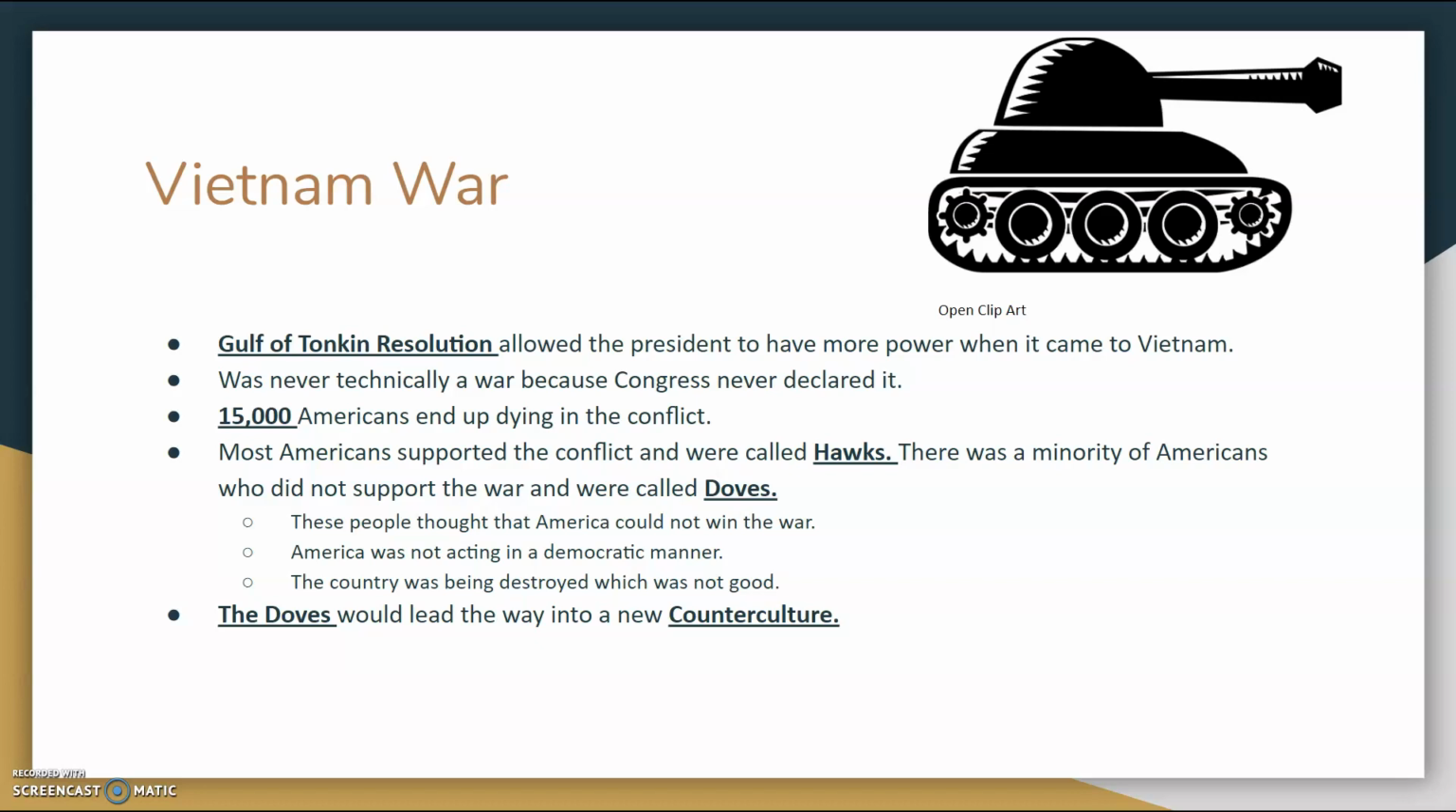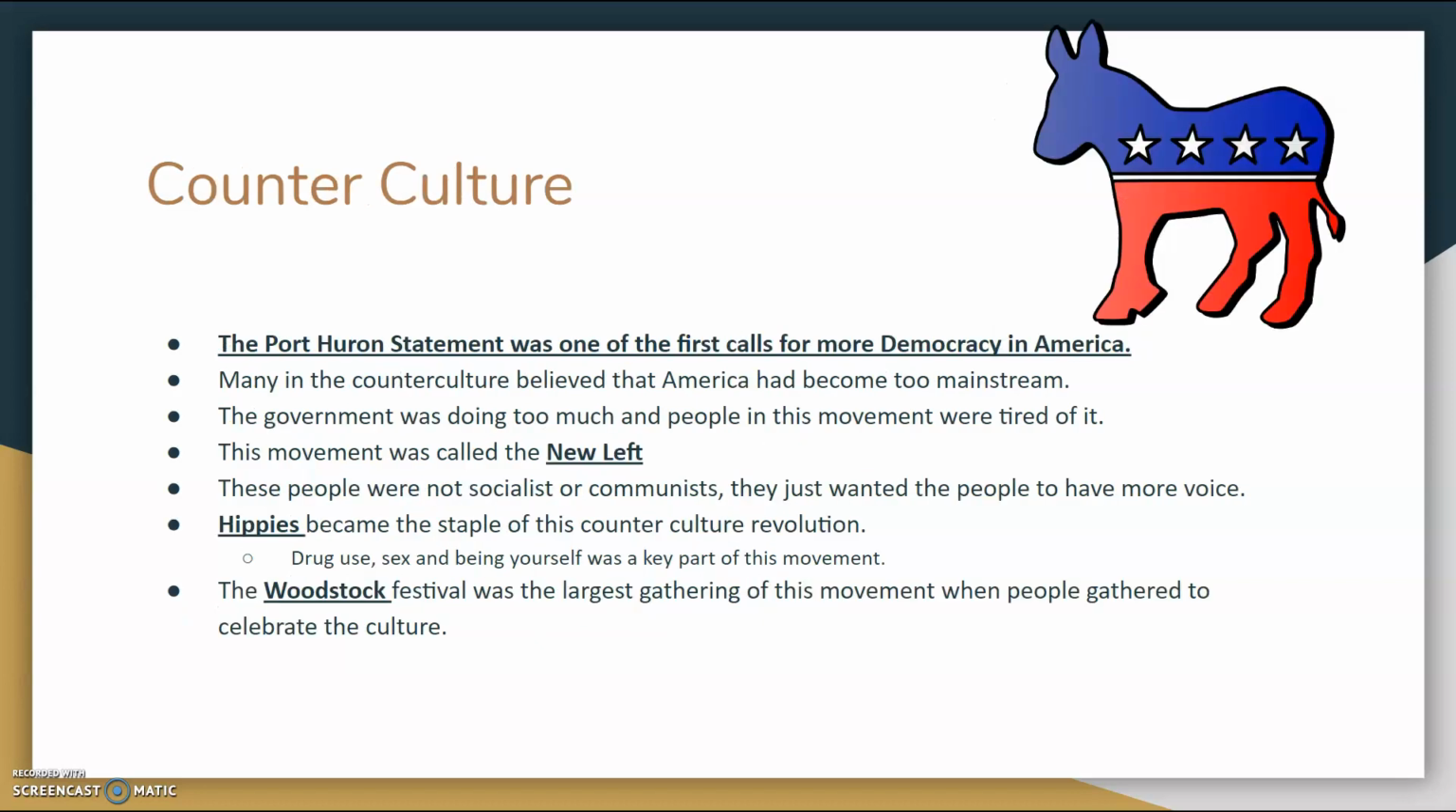As the war drags on and more Americans die and more money is spent, more people turn to the dove side. And what grows out of the dove side of this is what's called counterculture, where we see people that fight against this movement. In 1962, the Port Huron Statement was issued from a student at the University of Minnesota, I believe, or Michigan, I think it was. And basically it called for more democracy in America.